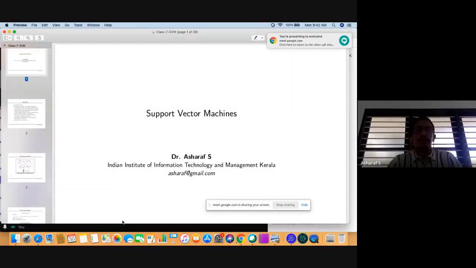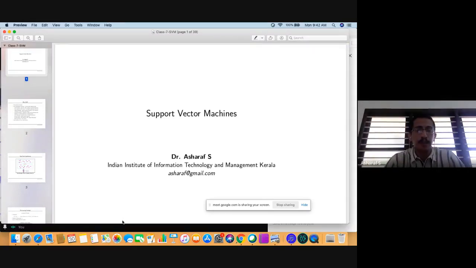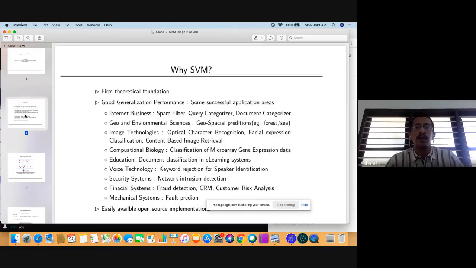Good morning. The topic that we have for today is support vector machines. It falls in the larger class of algorithms called kernel machines. So why is an SVM interesting? It's primarily interesting from a theoretical perspective, and of late it also became very interesting for practitioners, primarily because this class of algorithms, the support vector machine class, is built over firm theoretical foundations.